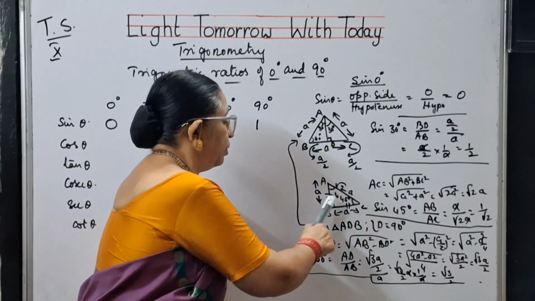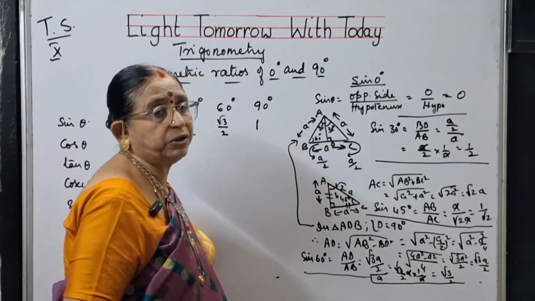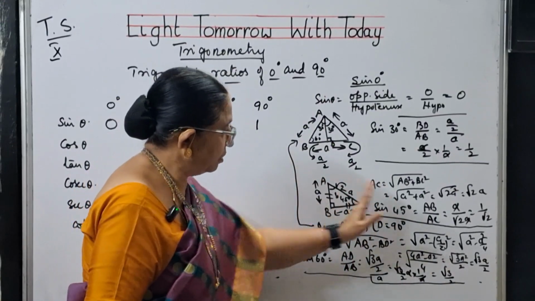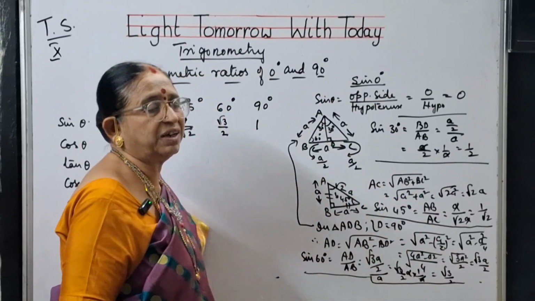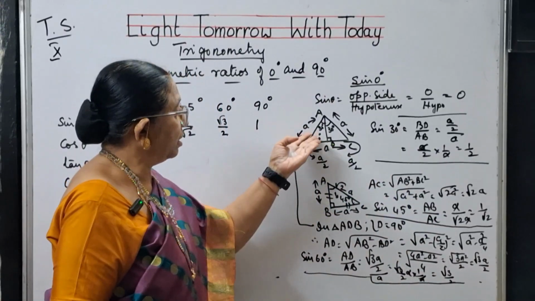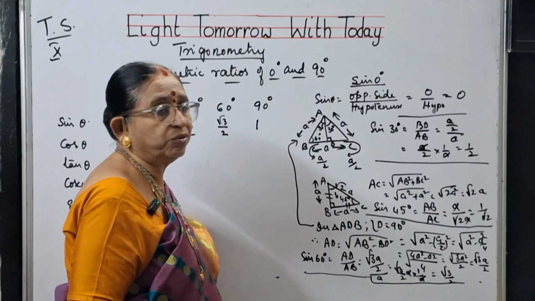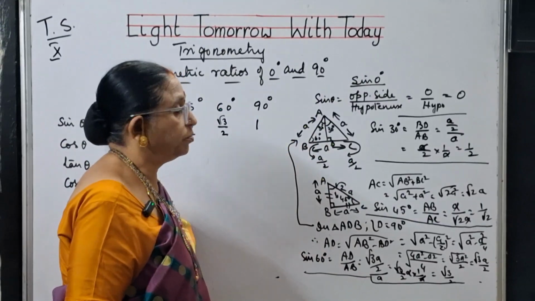Prove that sine 45 degrees is equal to 1 by root 2. That means you have to take this, and if you do this, that's enough. If they ask sine 30, do this. If they ask sine 60, you do it by drawing this figure.